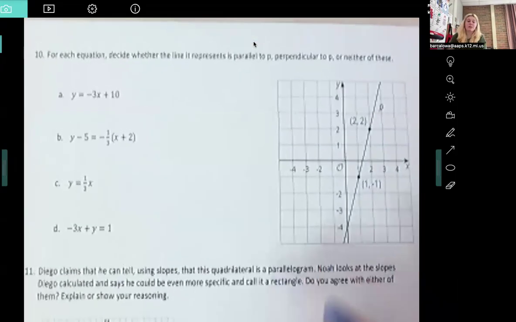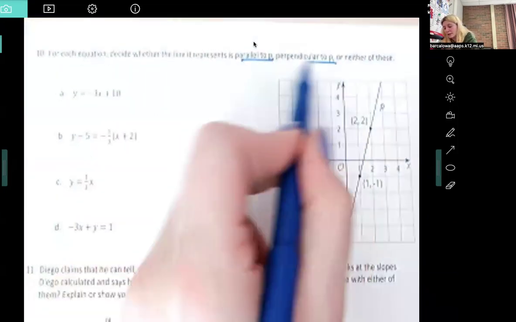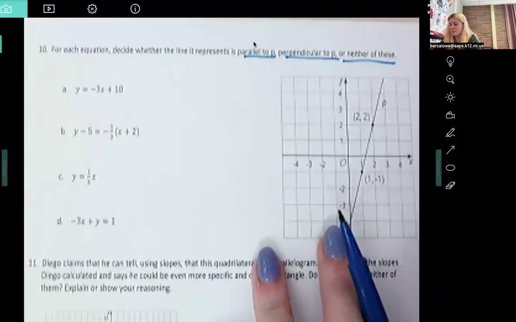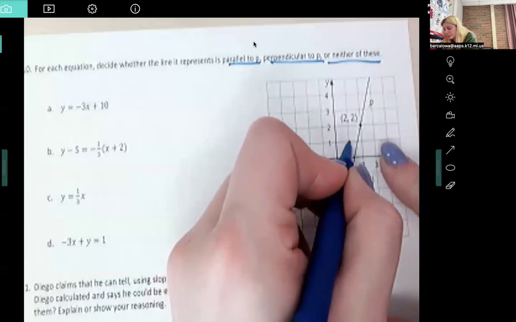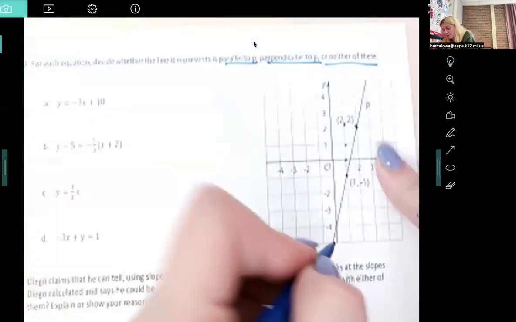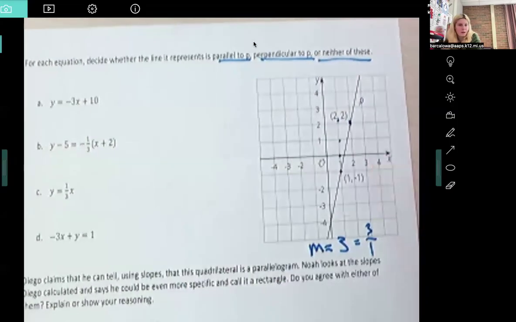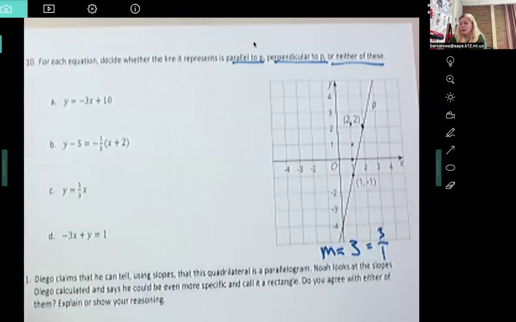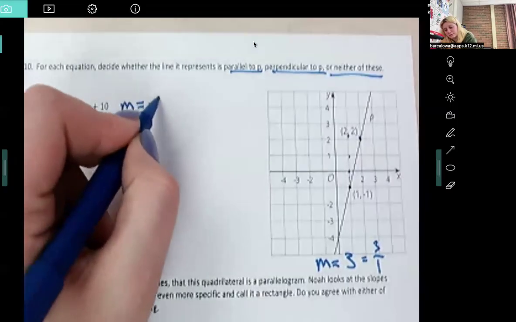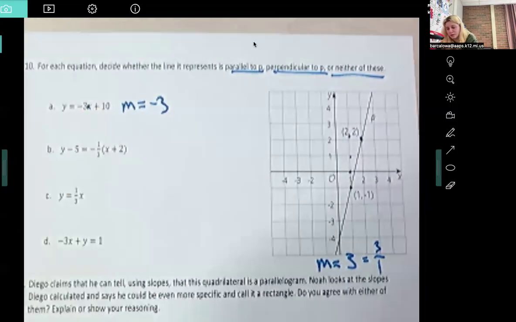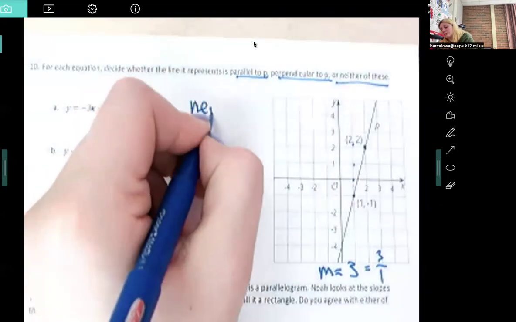All right, for each equation, decide whether the line it represents is parallel to P, perpendicular to P, or neither. Okay, so first I need to figure out what the slope is here. Okay, so looks like I'm going up 3 over 1. So my current slope is 3. Or 3/1, if you want to write it that way. All right. What's my slope here? Slope is -3. Changed the sign, but it did not take the reciprocal. So this would be neither.